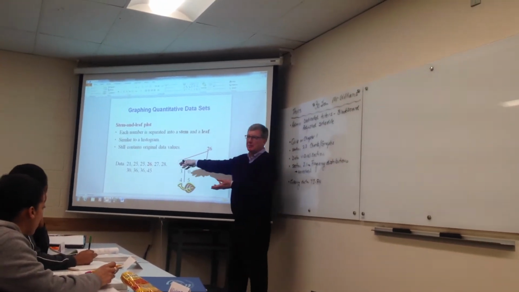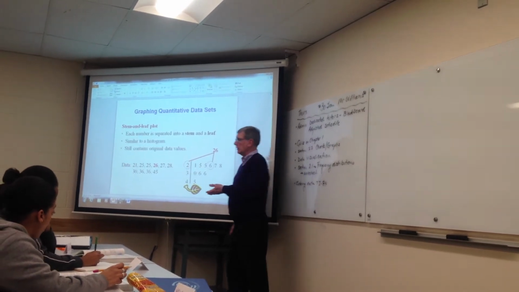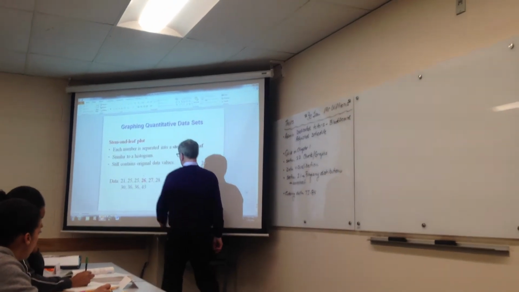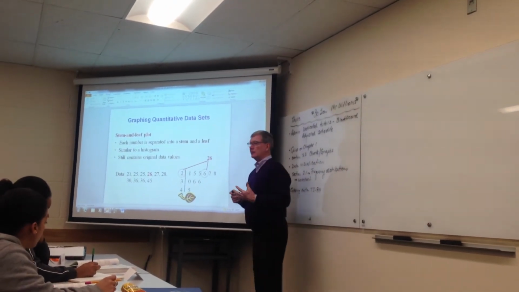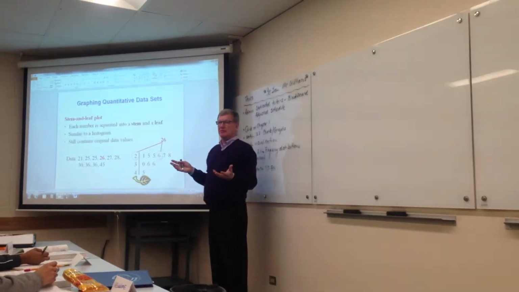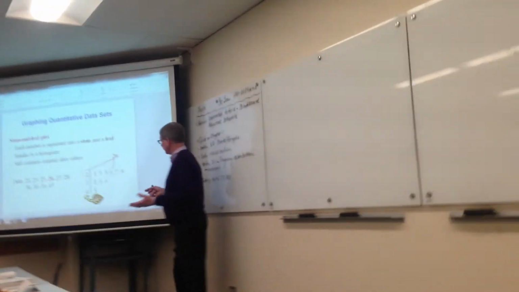If I had a set of data, and I don't know what these represent, but you can imagine maybe they're ages of people that have a certain characteristic, okay? And they go from 21 to 45. I got 25, so 26. Well, a stem and leaf plot is just a quick visual representation of that data.